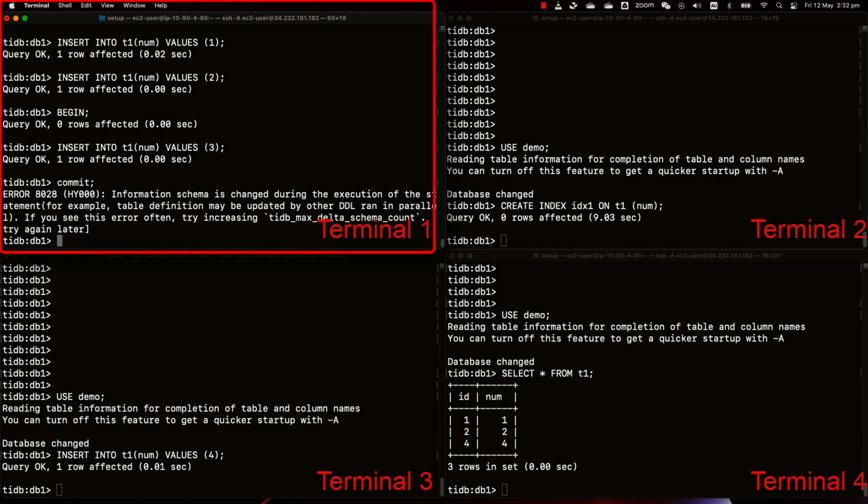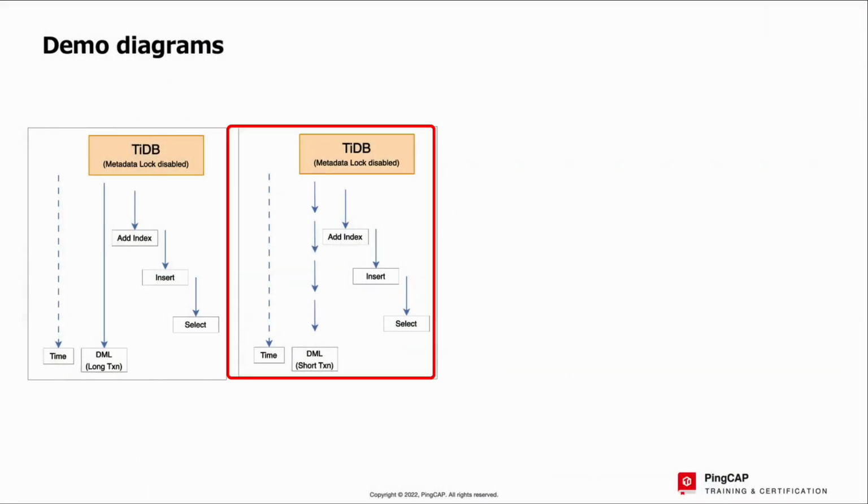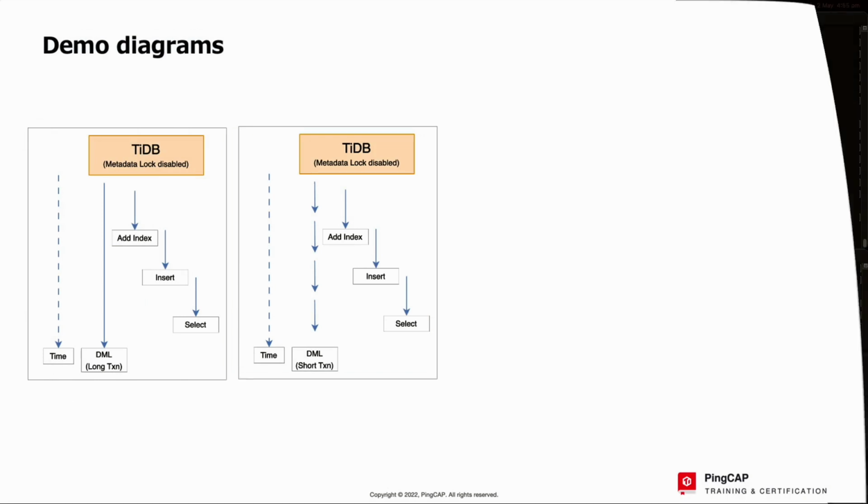As you can see now, the transaction encountered an error with code 8028. This is because the schema is different from the one when this transaction started. Actually, an experienced developer can handle this easily. Let's look at the second figure. When the transactions in Terminal 1 are short transactions, we can simply retry it again.